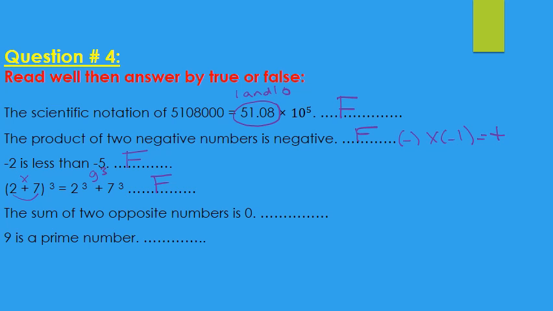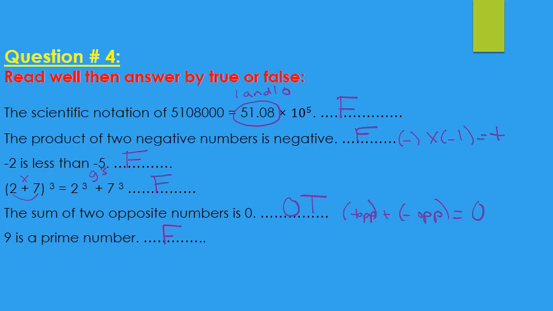The sum of two opposite numbers is 0. If we are adding two opposite numbers, a positive number added to a negative number which are opposite, yes, the answer will always be 0. 9 is a prime number. This is false, so this is true, sorry.